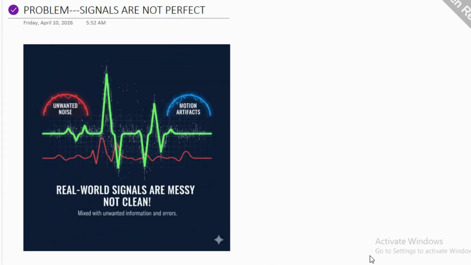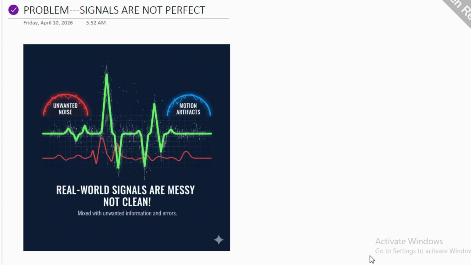But the problem is signals are not perfect. This is a very important problem. These signals are never perfect. They are messy. Sometimes there is noise. Sometimes the signal gets disturbed because the patient moves, and sometimes the machine also adds small errors. So the signal that we get is not clean. It is mixed with unwanted information.